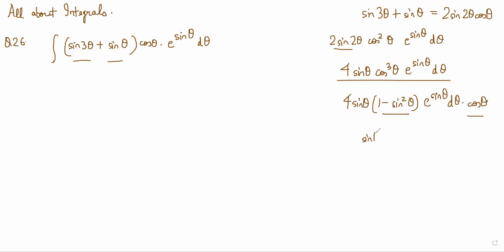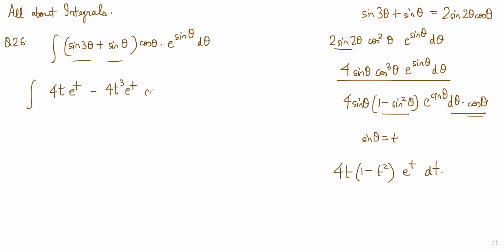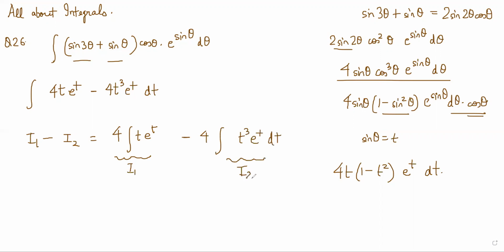In cos cube theta, I have written 1 minus sine square multiplied by cos. So if I take sine theta as t, you will get here 4t, 1 minus t square, e power t, and cos theta d theta becomes your dt, right? So this integral becomes 4t e power t minus 4t cube e power t dt, right? Which is basically I1 minus I2, and you do it separately. So integral of t e^t, 4 times, this part is your I1, minus 4 times integral of t cube e^t dt. And both of these can be done by integration by parts.